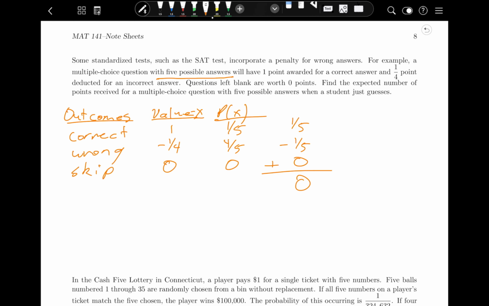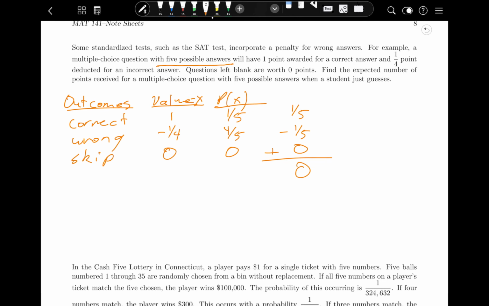And so the idea here is if you guessed on every question on the SAT, you would get 0 points. And that is why they do it this way. They don't want you to guess. They want you to know the answer or skip it. The reason they did that is they made a wrong answer, a guess, have the same value as skipping. And they do that by taking off points when you get a question wrong. And that's the idea behind expected value.